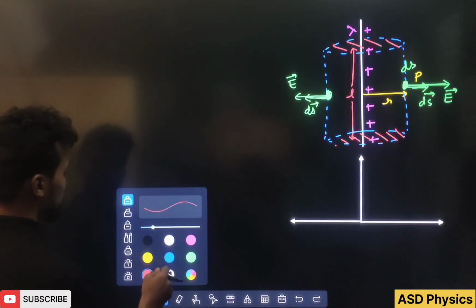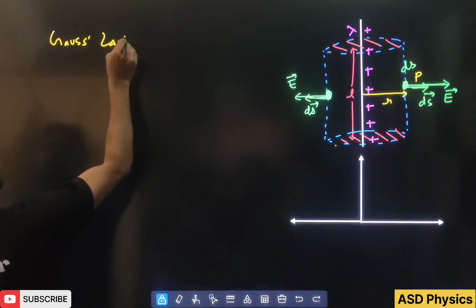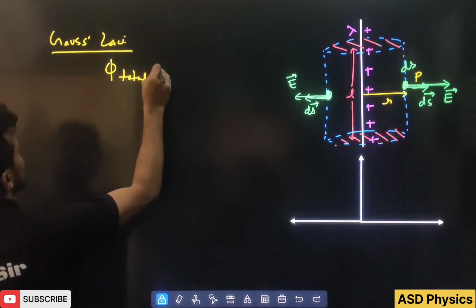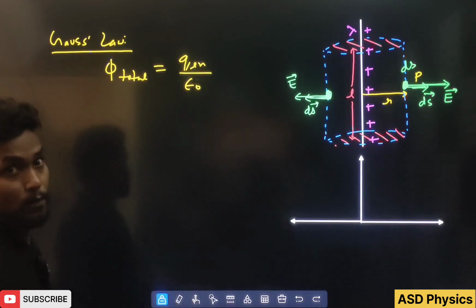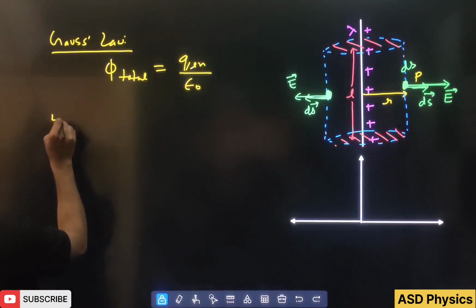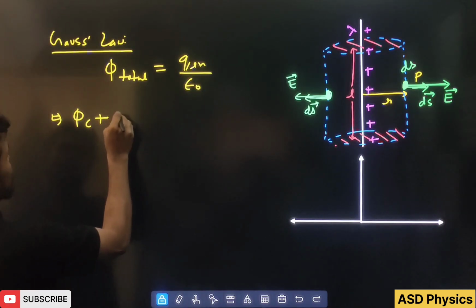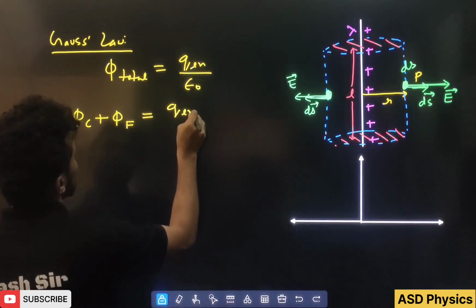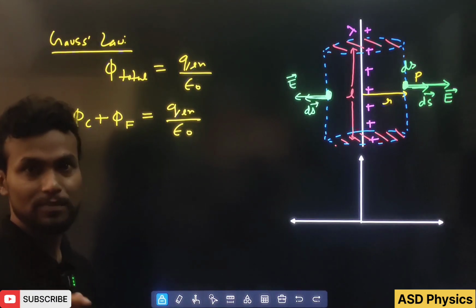Okay, so what we are going to do here is just use Gauss's law. From Gauss's law, we can tell that total flux is equal to charge enclosed by epsilon naught. Now, which kinds of surfaces are there? One is the curved surface and one is the flat surface, and here we have charge enclosed by epsilon naught. Now we are going to decode all these things one by one.